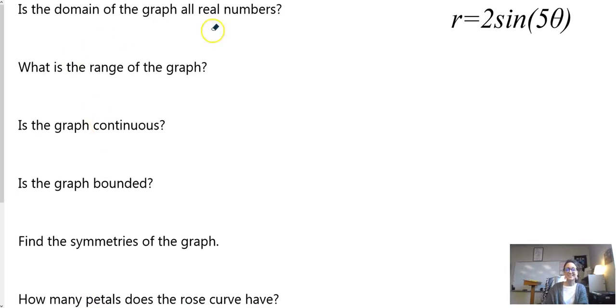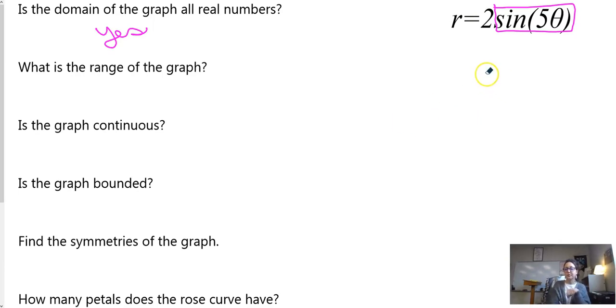All right, so is the domain of the graph all real numbers? Again, yes, I can plug in any number here, any radian, and I will be just fine. So we'll put yes here. What's the range of the graph? Okay, well again, now be careful. We're just looking at that trig part. That 5 plays no bearing into it. I'm just looking at what's the max and min that sine can be, and then that will help me determine the range for this graph.